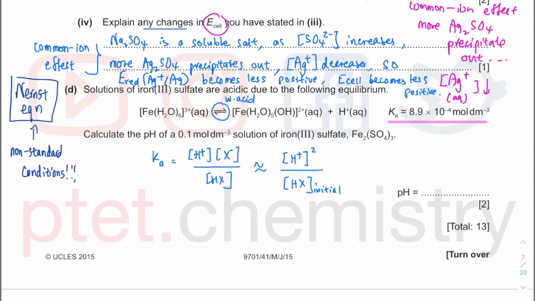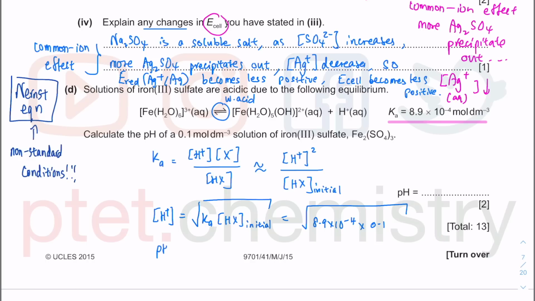So I can work out H plus, which is going to be the square root of Ka multiplied by HX initial. Subbing in the value, 8.9 times 10 to the minus 4 times the initial concentration, which is 0.1 mole per dm cube. Don't forget to square root your final answer. When I square root my final answer, I get 9.43398 times 10 to the minus 3.